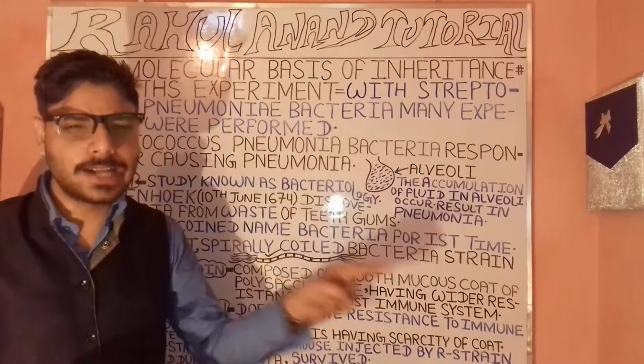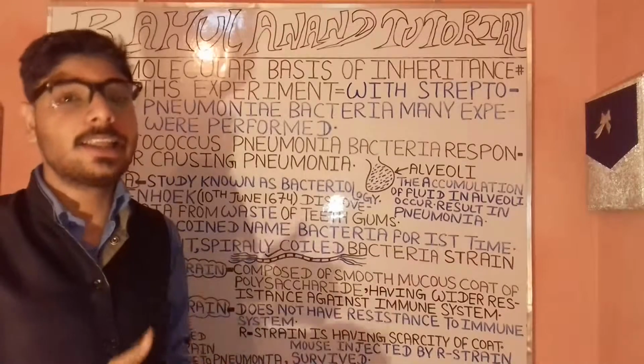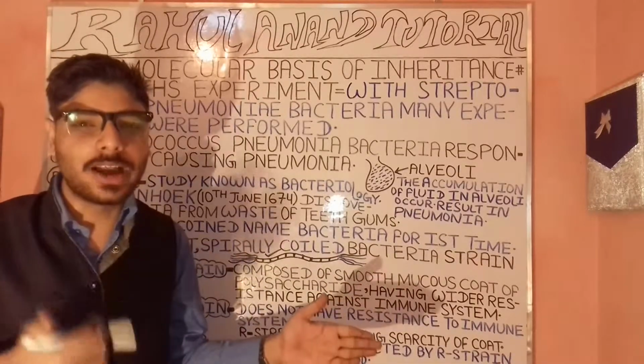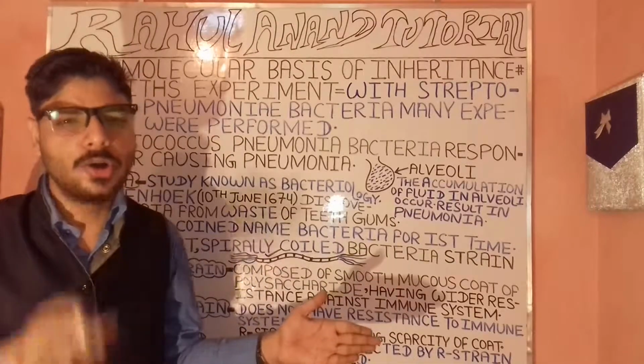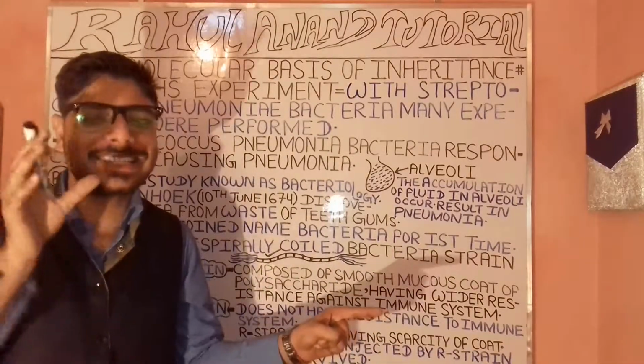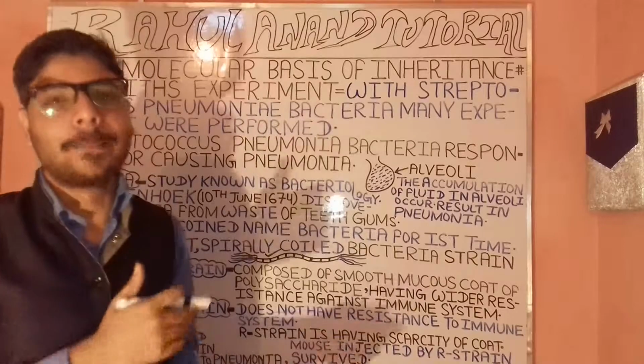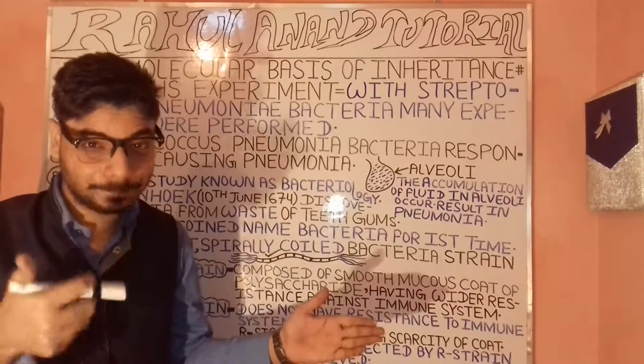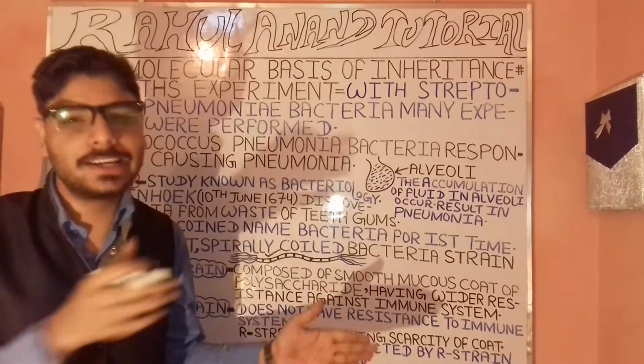So these are the cocci, then the bacillus, then the vibrio. Often you are having the spiral shaped bacteria. Now, let's understand about these in terms of the detail. When we are talking about the cocci, they will particularly resemble what?